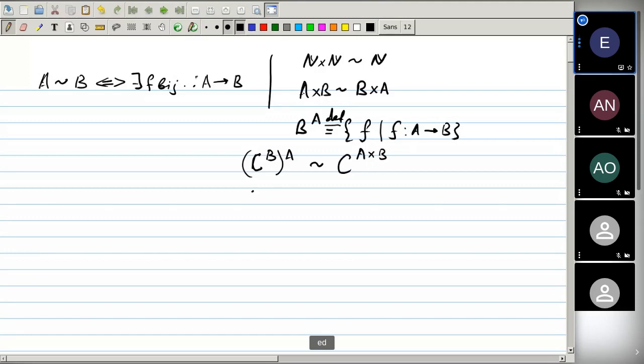And what if you have something like C to the power A multiplied by C to the power B? What is it? Do we have any equation for this set? C to the power A plus B. But what is A plus B? So in fact, there is.